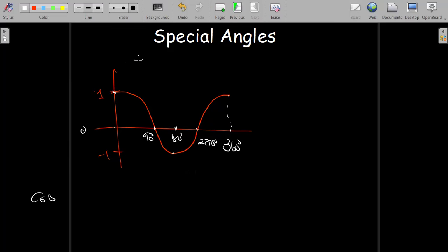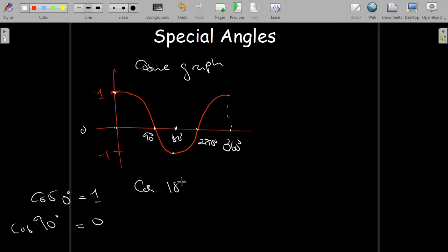So what does that tell you? This is a cosine graph, the standard one. So cos 0 is what? Is 1, because as you can see here at 0, this is 1. Because cos 90 degrees is 0. Then you have cos 180 degrees to be what? To be negative 1. Then you have cos 270 degrees to be what? 0. And cos 360 degrees to be equal to 1. So these are the values that you get.